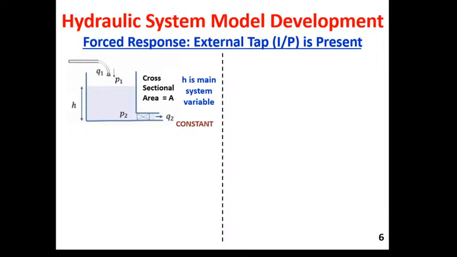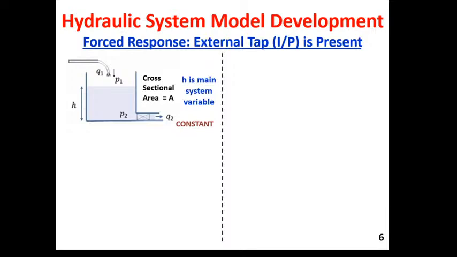Hence, as there is an input function, or as there is an external tap present, this system is called a forced system response, because depending on the rate of change of flow by the tap, as we change Q1, we will find that Q2 also will be changing. So we can control the Q2 value by controlling Q1.